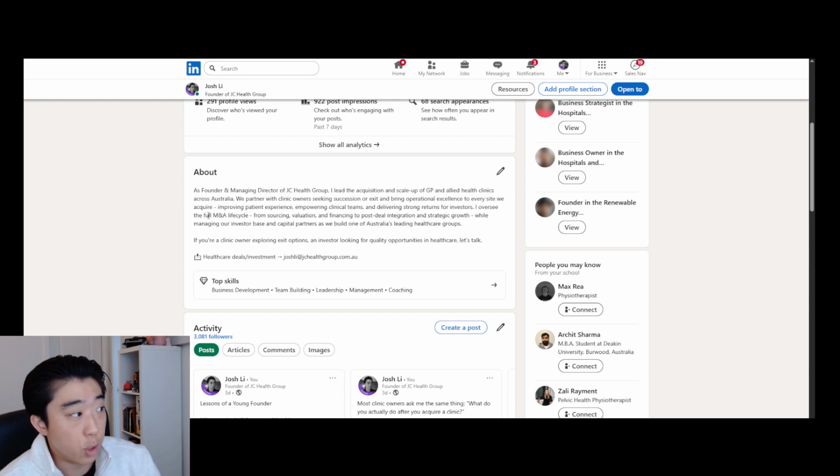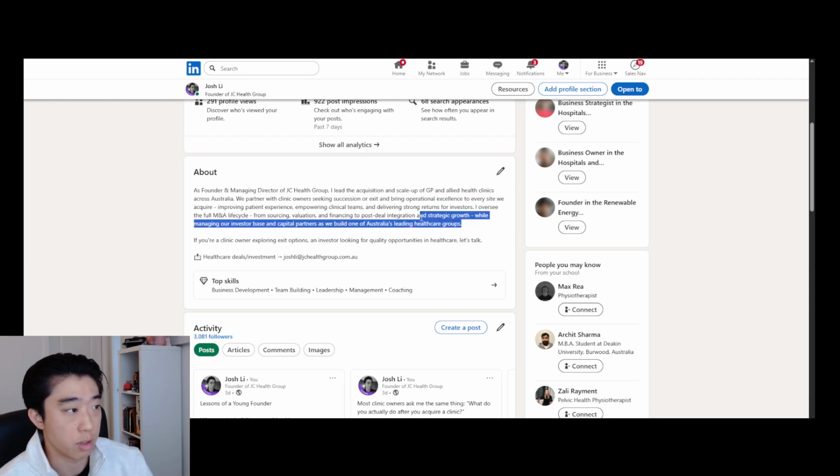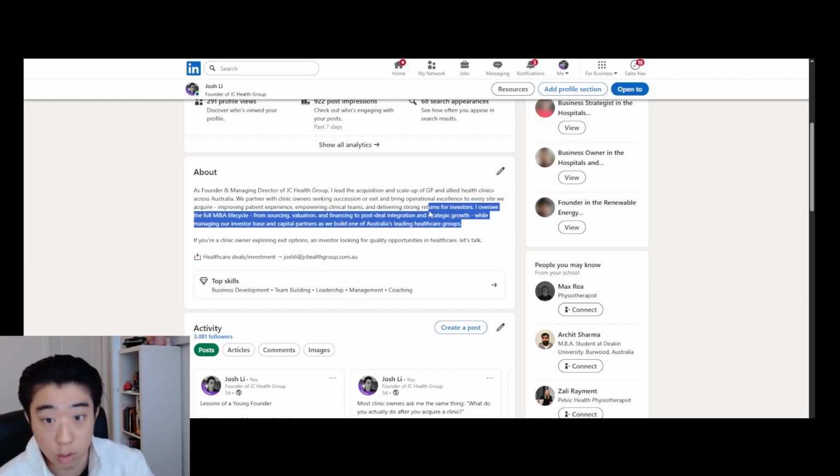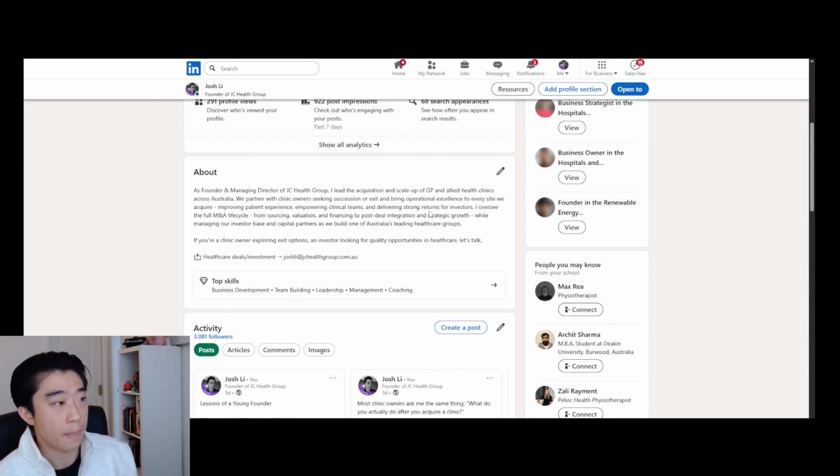I oversee the full M&A lifecycle from sourcing, valuation, and financing to post-deal integration and strategic growth, while managing our investor base and capital partners as we build one of Australia's leading healthcare groups. Right? That's just an outline as to what I do in the company. I know what I'm talking about. Quick, nice, simple, and sharp, right? You read that and you're like, okay, you guys buy clinics, you partner with them, you improve the patient experience, blah, blah, blah.